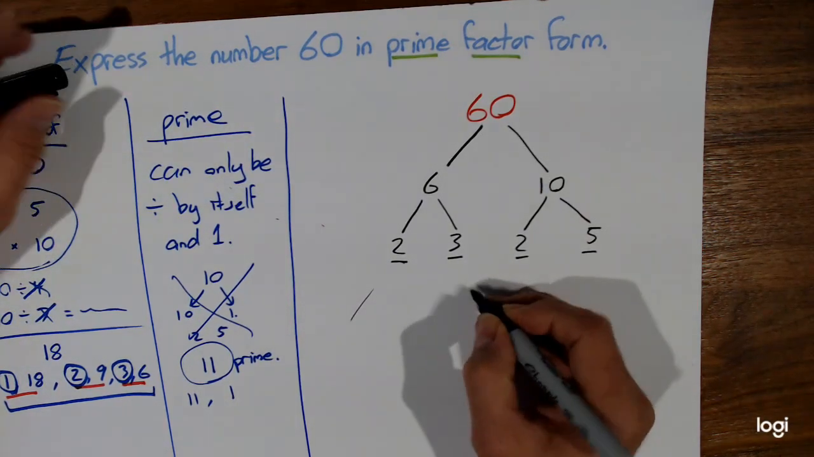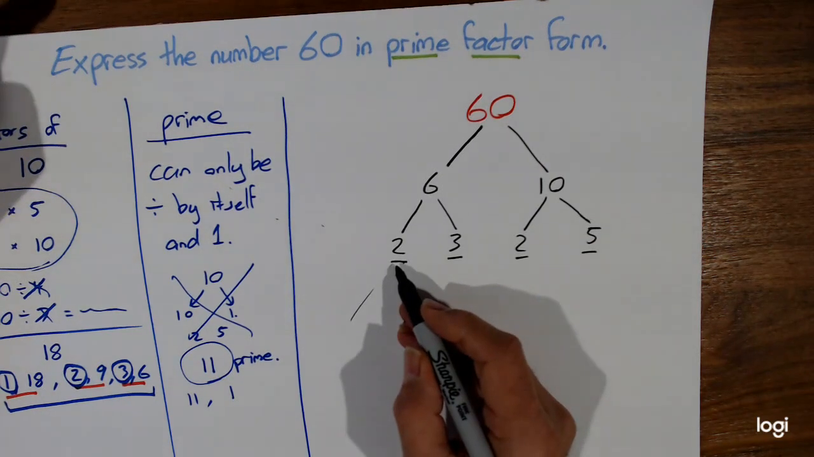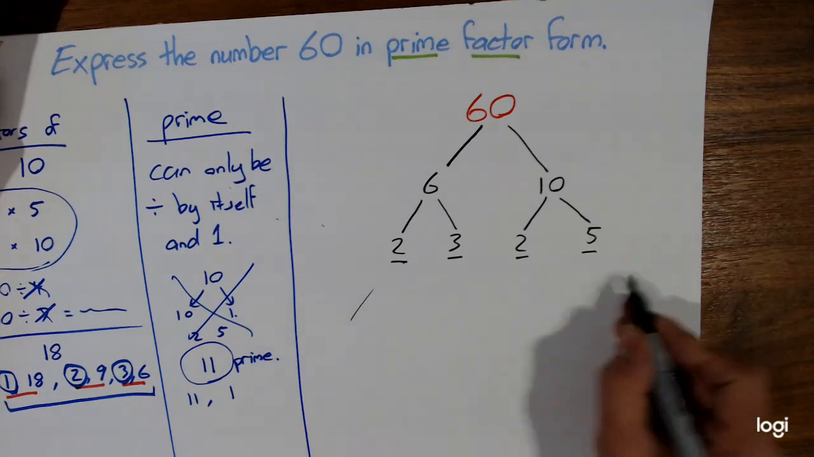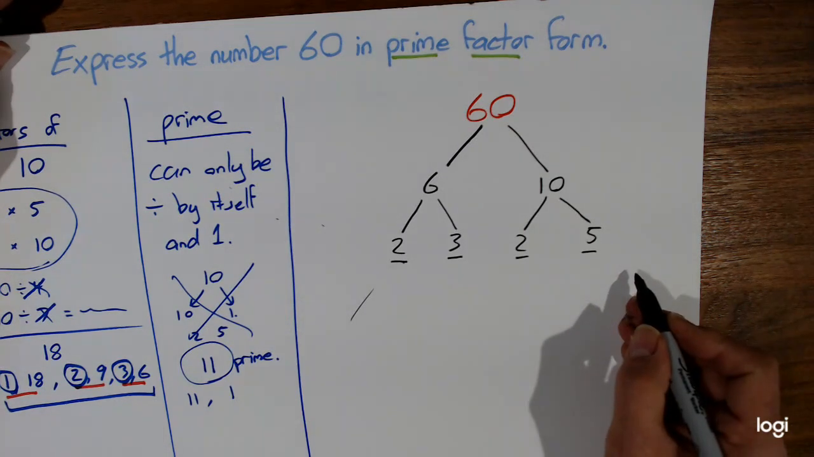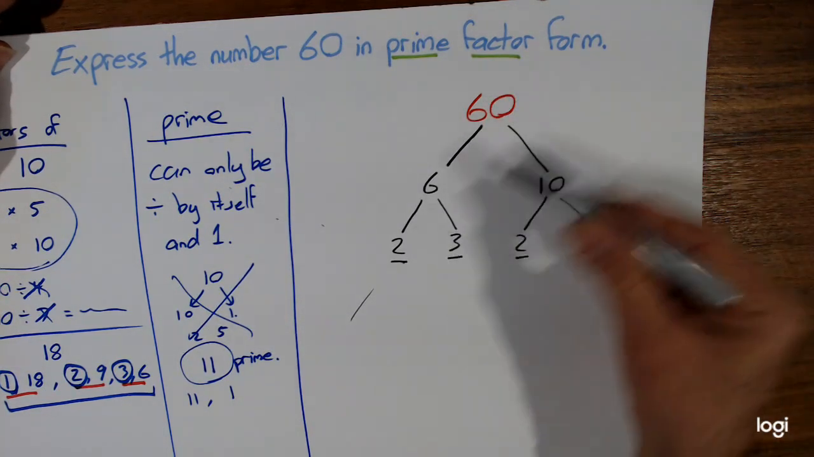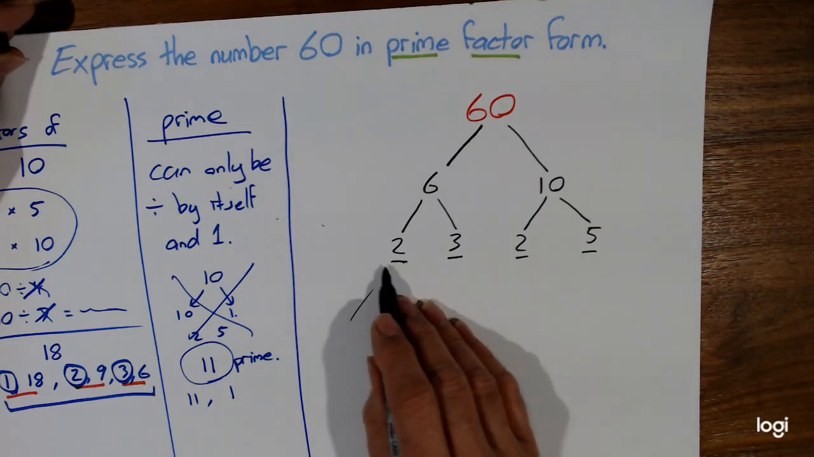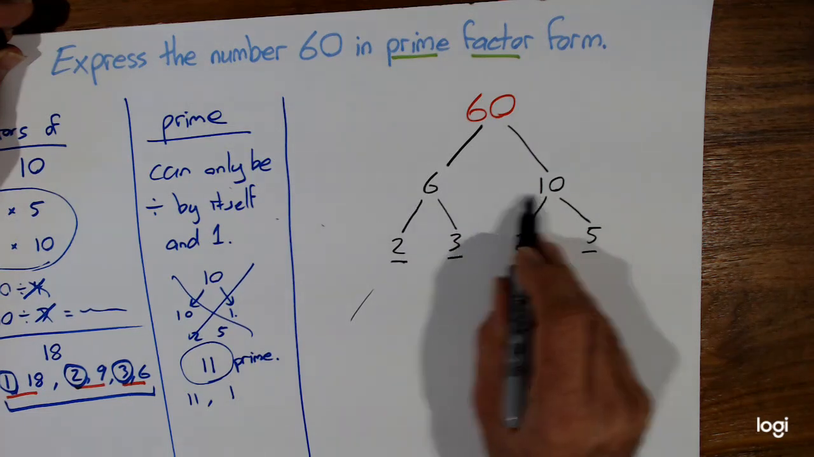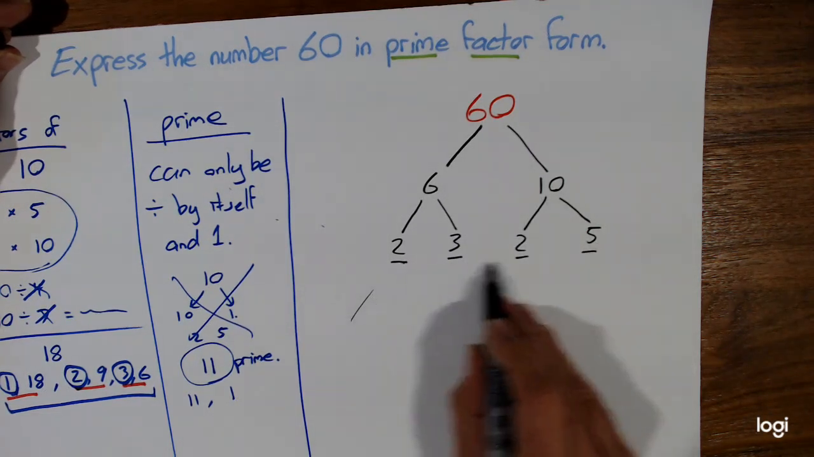It doesn't work that way because 2 can only be divided by itself and 1. 3 can only be divided by itself and 1. Same with 5. They are all prime numbers. So that is expressing 60 in prime factor form. These are 60's prime factors. These are two other factors of 60, but these are the primes.